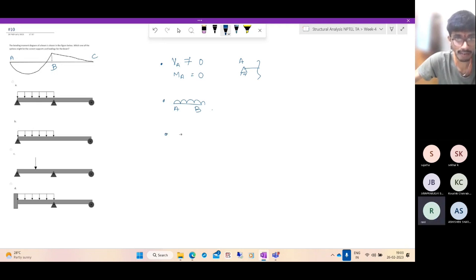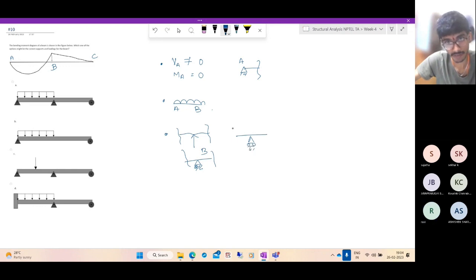At B, what do we have? At B, we either have a concentrated force or a support. So we have this at B because the shear force is discontinuous, left and right. At B, we have something like this. And at C, what do we have? Same as A. At C, we have a slope, which is shear force, and the bending moment is 0. So at C also, we have something like this.